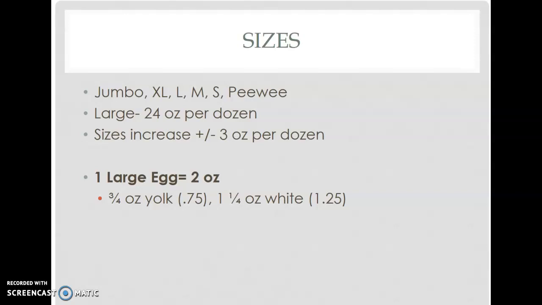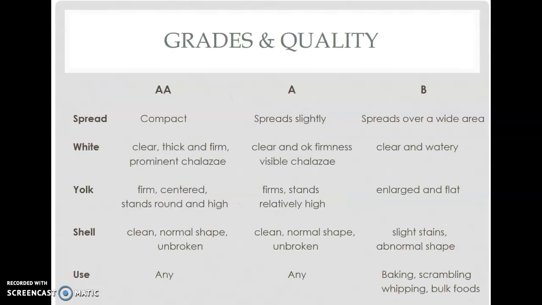For calculation's sake, I use 1.25 ounces for the white and 0.75 ounces for the yolk. There are different sizes available: jumbo, extra large, large, medium, small, and even peewee. Large then would be 24 ounces per dozen, again 2 ounces per egg. The way the sizes increase or decrease for every dozen, looking at getting a dozen eggs in a carton: if you went from large to extra large, the extra large then would weigh 27 ounces per dozen. And then the jumbo would weigh 30 ounces per dozen. So that's how the eggs increase in size by the names.